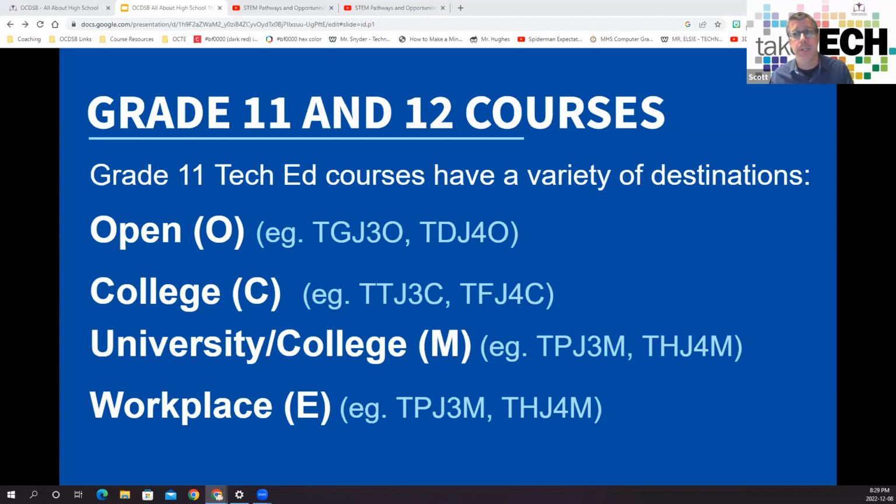That allows students to get the hands-on with the theoretical as well. So whether they're going post-secondary, university or college, these courses will count towards either of those options for them. And then we have workplace courses.